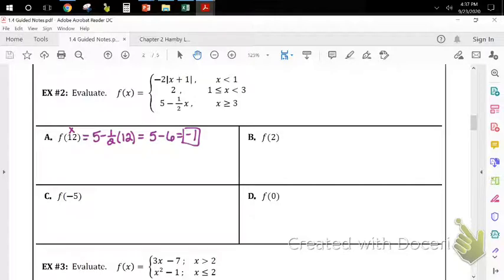B is f of 2. Well, x is 2. So look up here. 2 is between 1 and 3. So it equals 2. We don't have anything to plug it into. There was no x value in that equation. It was just a 2.